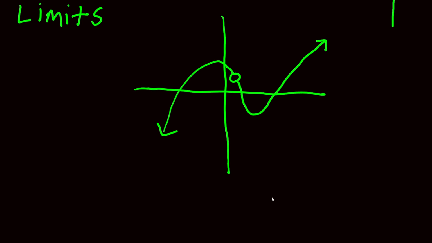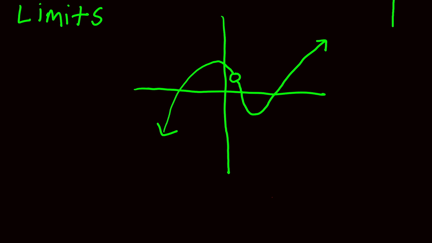Sound scary, but they're literally just this: what number a function is trying to be. So here's the core idea. A limit is what happens as x gets really close to a number. Not equal, just close. So here we have a graph with the hole right here.